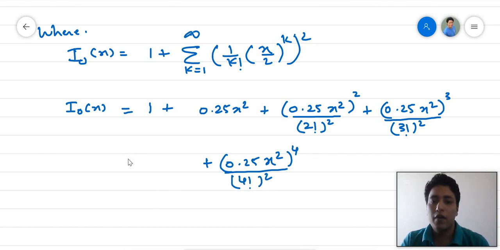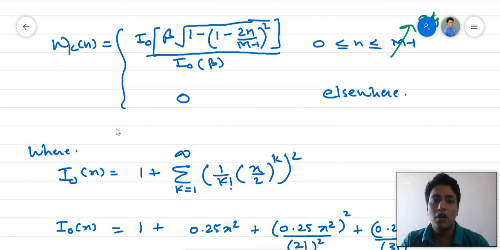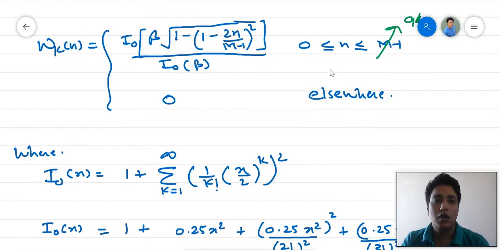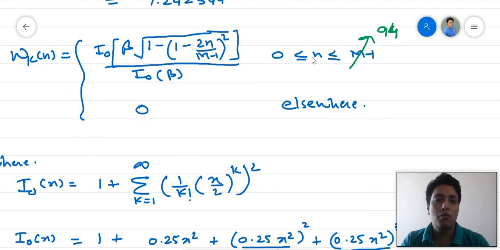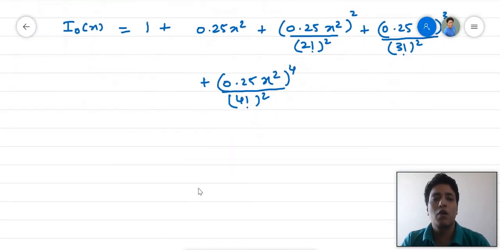Now we have to find out x in each case. So for Wk[n], it actually goes from 0 to m minus 1. So we will just solve for Wk[0]. Remaining values will be solved by the computer or digital programmer.